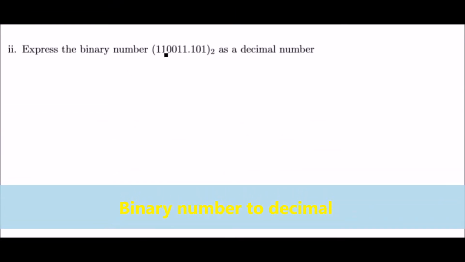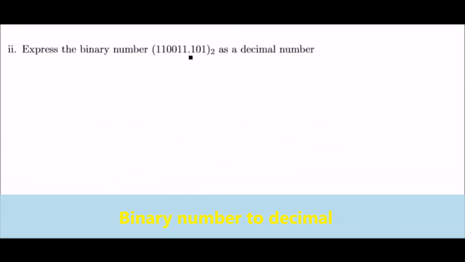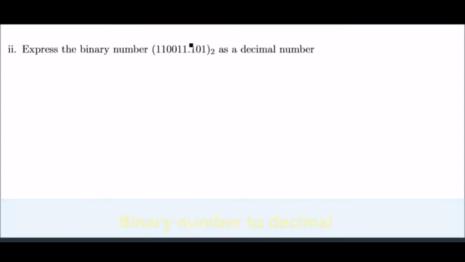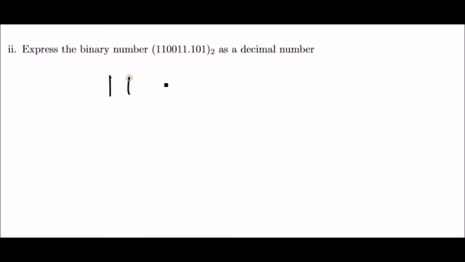We need to express the binary number here, so that's 110011.101 in base 2, which is binary, as the original 0 to 9 decimal number. So very easy procedure. I find this one far easier than the previous example, because in this case all we have to do is simply write all of these digits out in the same way.